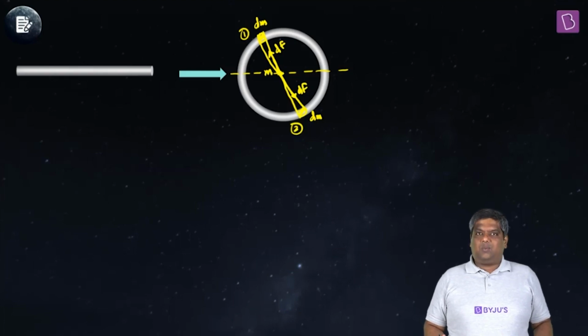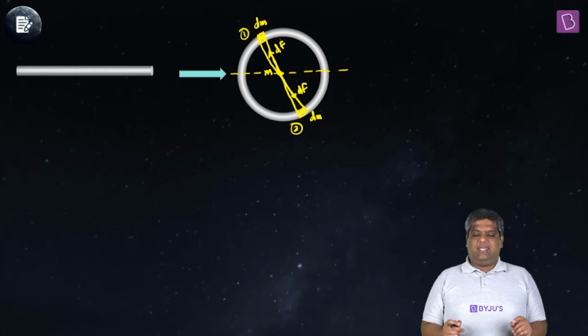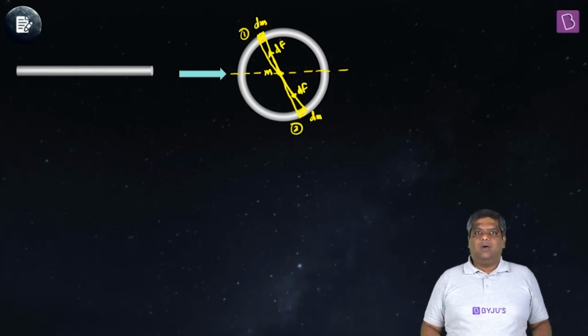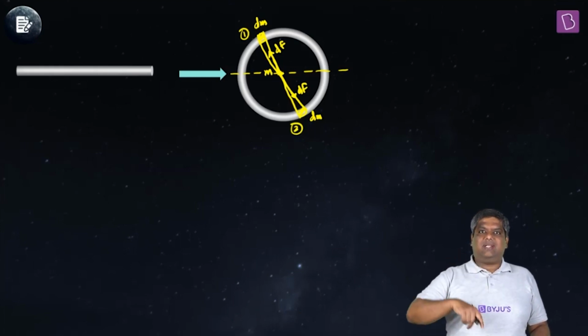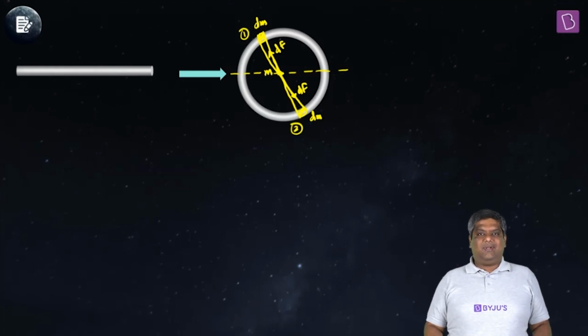So now you can see that one dF is equal and opposite to the other because the elements are diametrically opposite. So they will cancel and the net force due to these two elements will be 0. Similarly, for every element you choose in the upper half, one can always consider an identical, diametrically opposite element in the lower half, such that the force due to both of them cancel out.